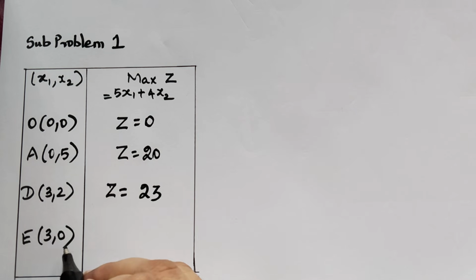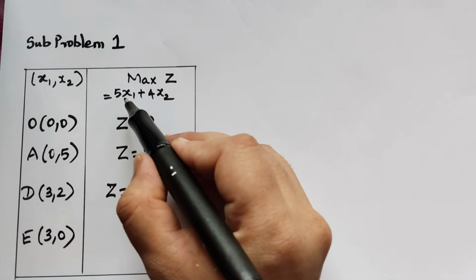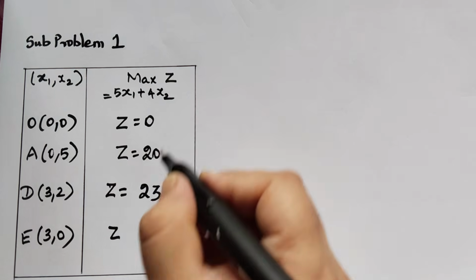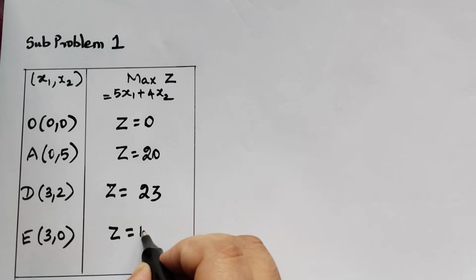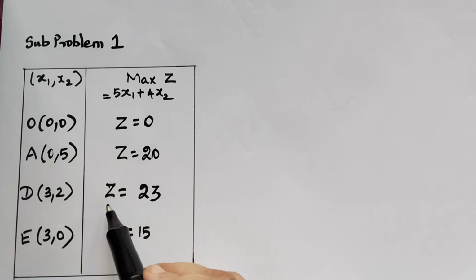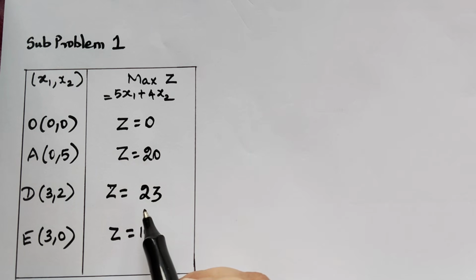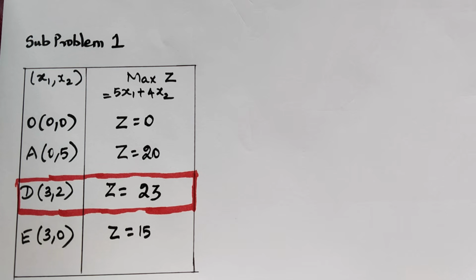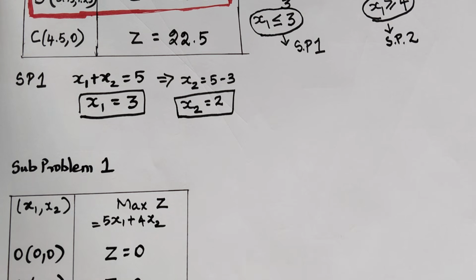And then we have 3 comma 0, so if you put x1 as 3, 5 3 times is 15 and x2 is 0, so z is equal to 15. Now if you see, the maximum value of z is 23. So now in a similar manner we have to check for subproblem 2 also. So let us do that.